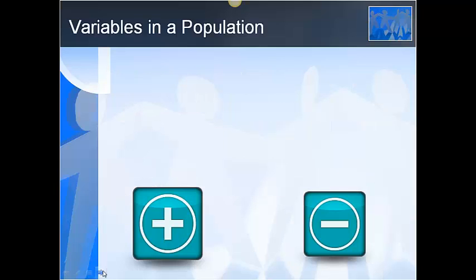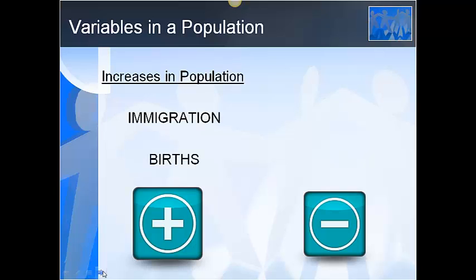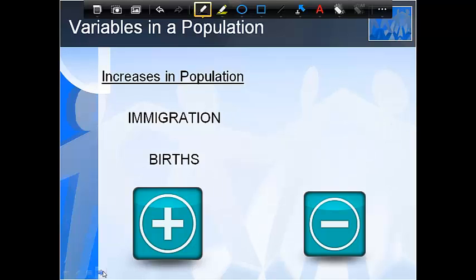Okay, so what we're going to talk about in discussing population growth is variables in a population. So please write that as your heading for the next section. Variables in a population means what kinds of things can either increase, and that's what this plus sign is for, or decrease, and that's the minus sign, the growth of a population. So we'll start with the increases. Two things can increase a population's growth. Immigration, which is new organisms moving in. So I'll just write that down for you.